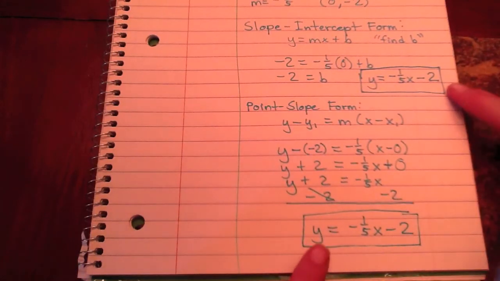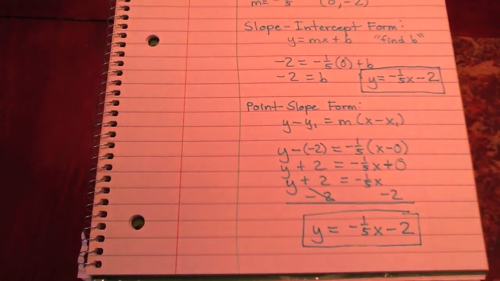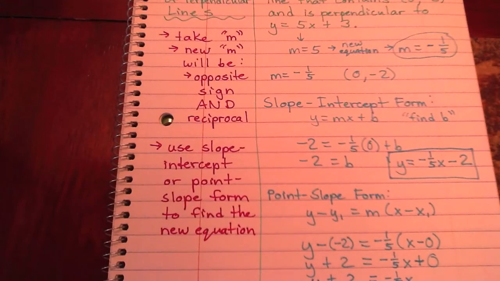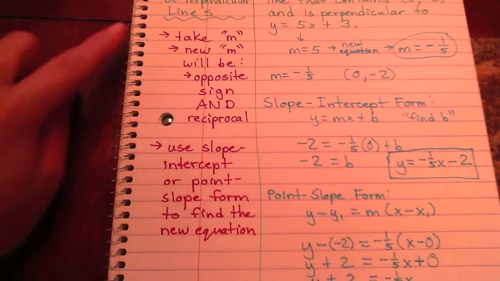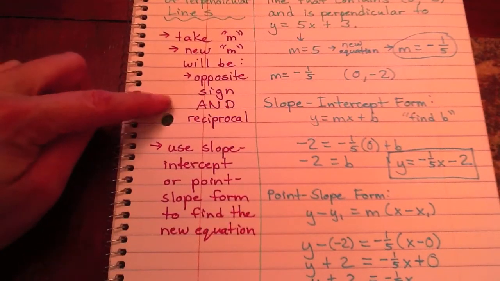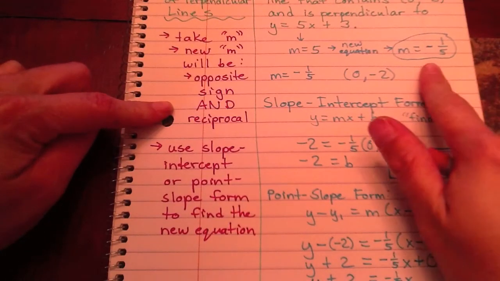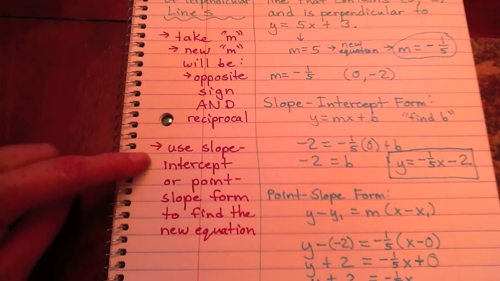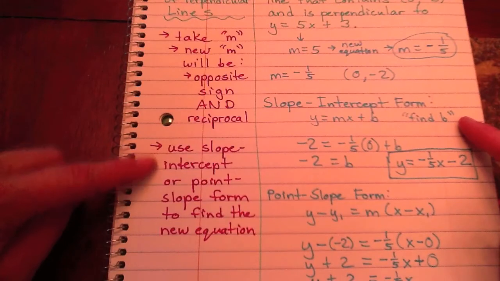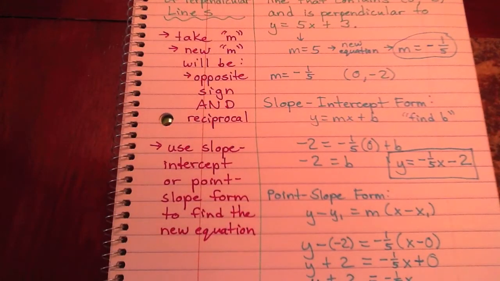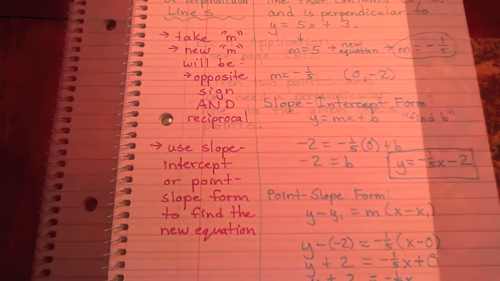Same equation as you had here, because either way works. Write this into your notes. It's again exactly what we talked about. You're taking your m that you're given. New m is going to be your opposite sign and your reciprocal. And I tend to circle it so I don't accidentally use the old one later. Then you're going to use what we've already learned in slope-intercept form or point-slope form to find your new equation. And remember, you always write these as equations.